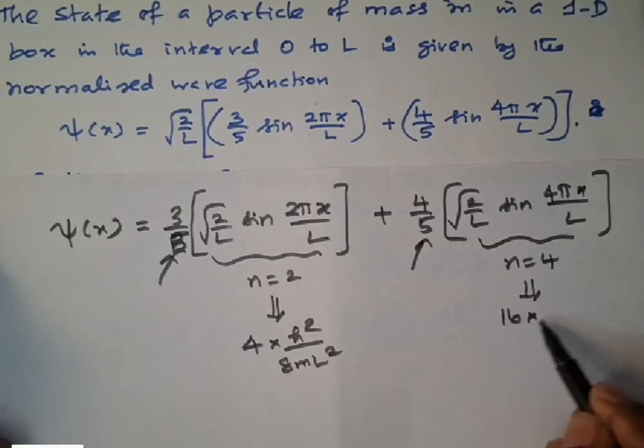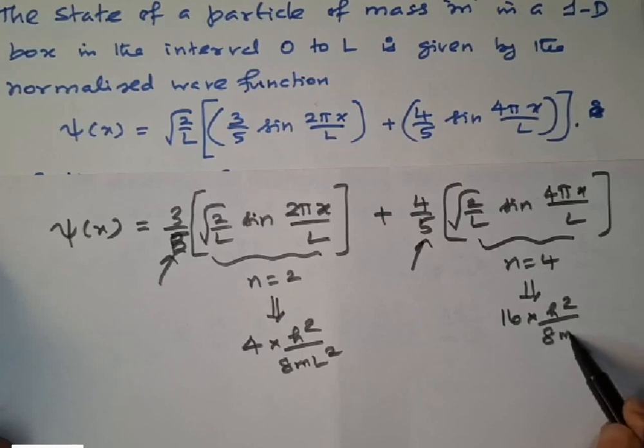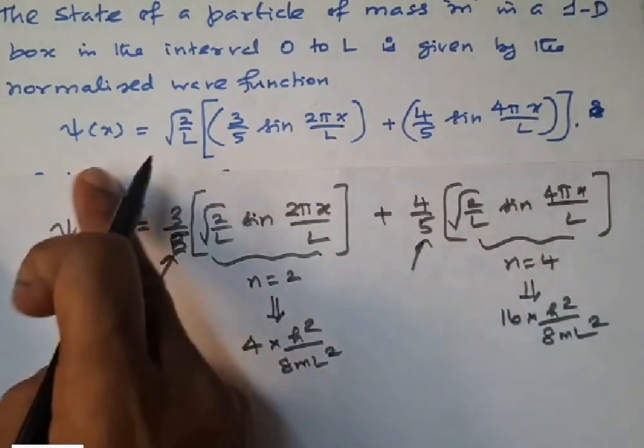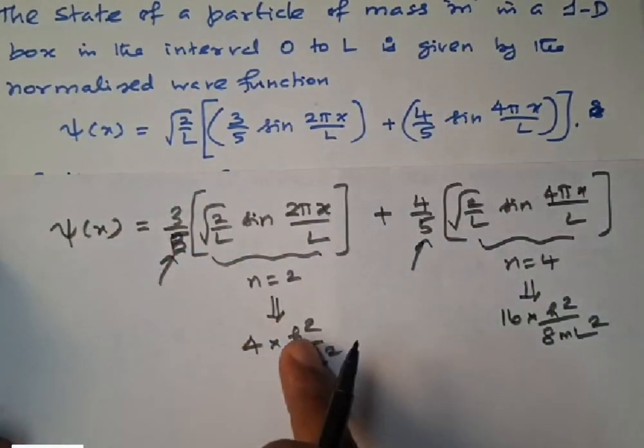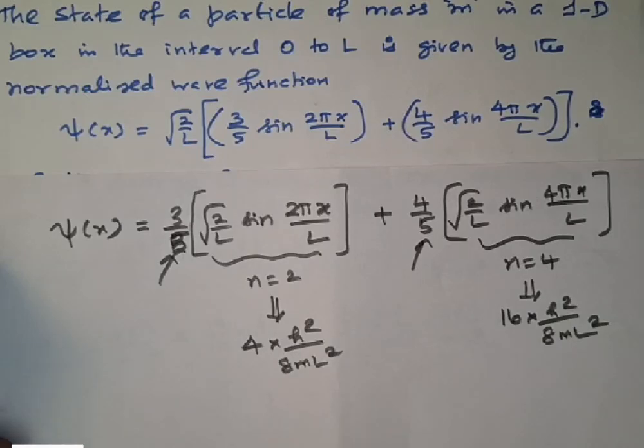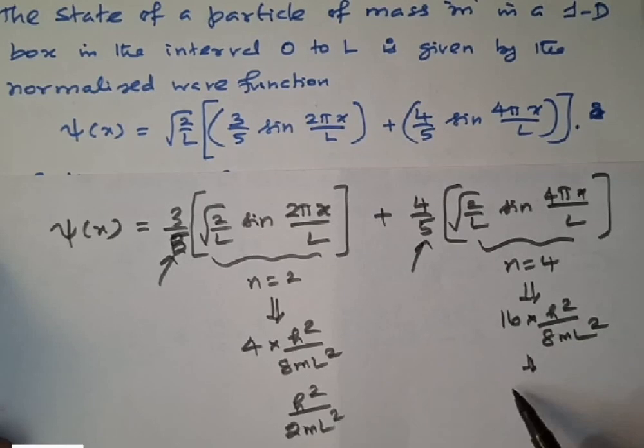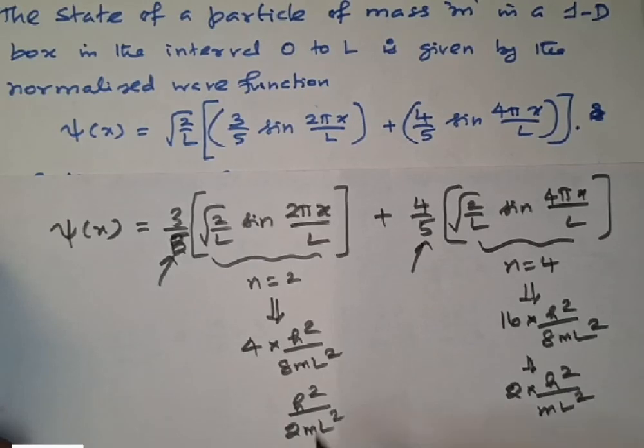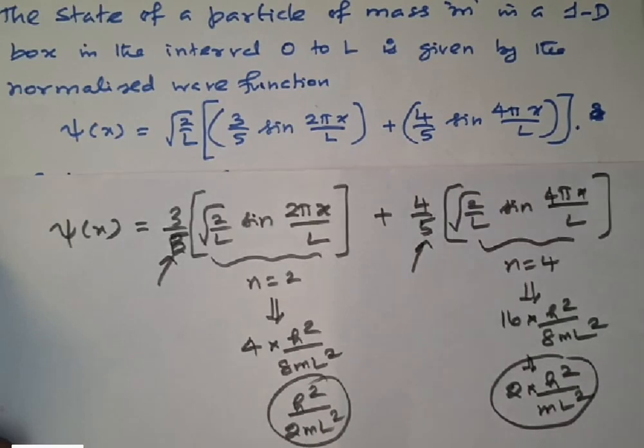16 h square by 8 ml square. Correct. So these two are the possible outcomes. If you do measurement of energy on this state, you will get either this energy or this energy. Clear? You can simplify this. 4 to 8, if you cancel it, you will get h square by 2 ml square. And here if you do simplification, 1 8 are 8, 2 8 are 16, so 2 into h square by ml square. So we get these two outcomes.